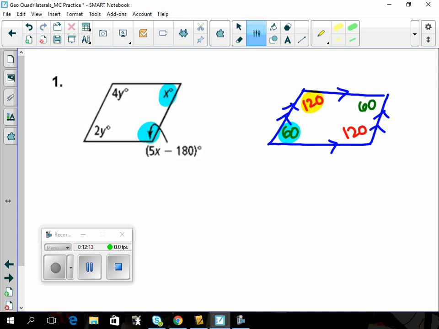So if I could write an equation just with those things, wouldn't that help me? What's the relationship between those? Are they the same? No, they're not the same because they're not across from each other. They're supplementary. So the equation that I would use would be x plus 5x minus 180 equals 180.